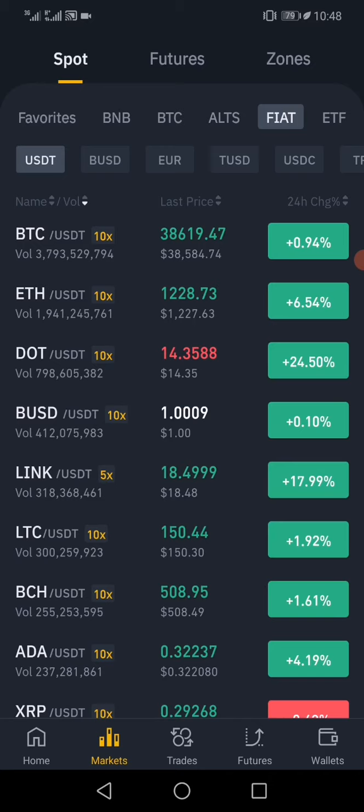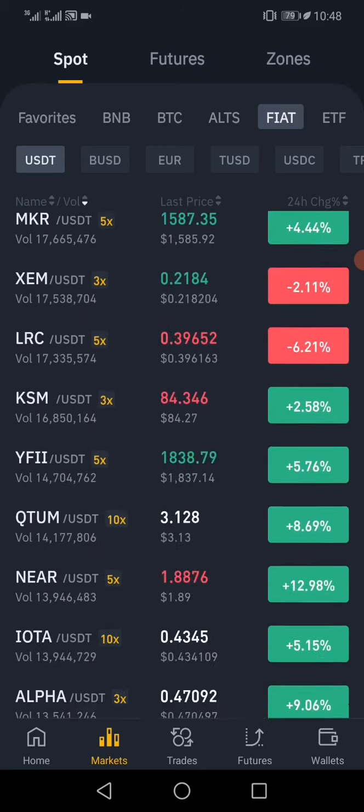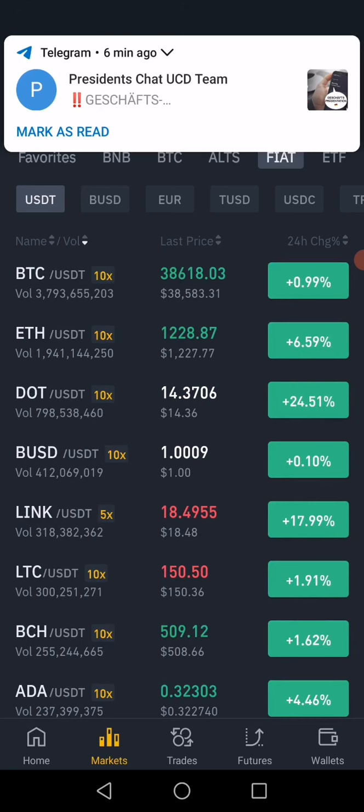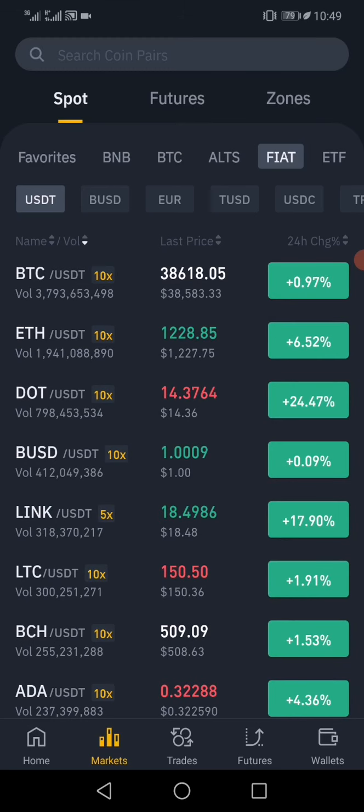Fiat are all fiat currencies, starting with the USD Tether, which is the largest stable coin by coin market capitalization, and it is the third coin by market capitalization in the coins listing. The first is BTC, the second is Ethereum, the third is the USD Tether, which is built on the Ethereum blockchain. Next is the BUSD.